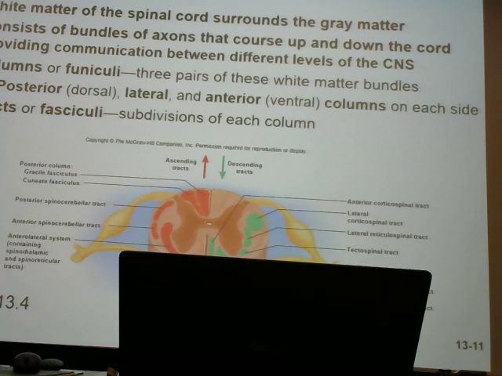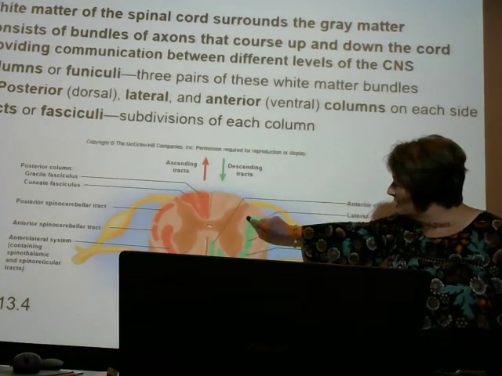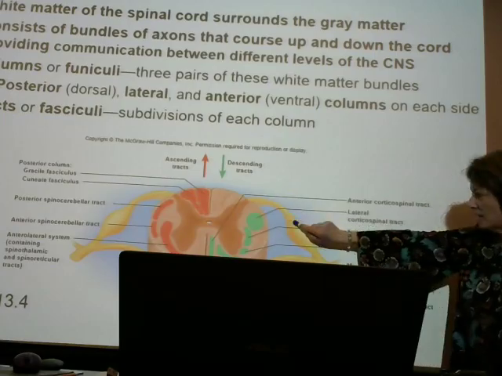Okay. So now, if in that gray matter I had my nerve cell body, the axon, now here, and remember, axons are going to have to do this.